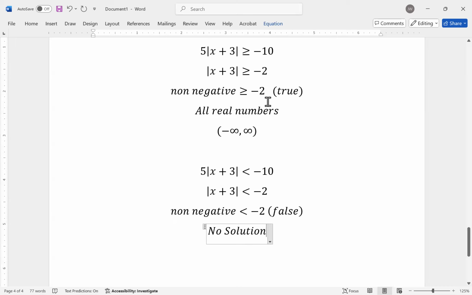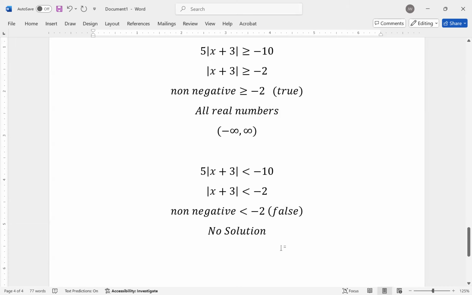Notice in both of these, basically when we isolated the absolute value, we got our inequality compared to a negative number. In one case, that was always true, so my solution was all real numbers. In another case, that was always false, so I had no solution.